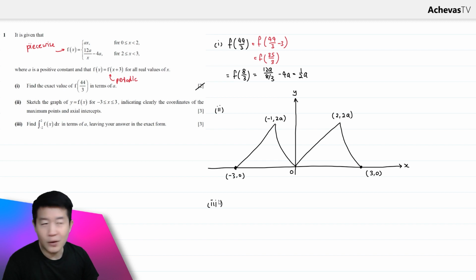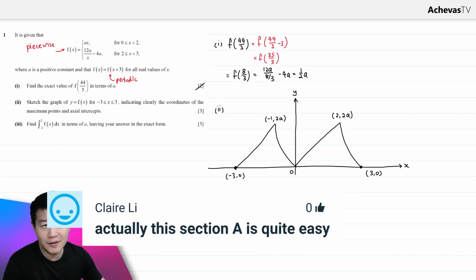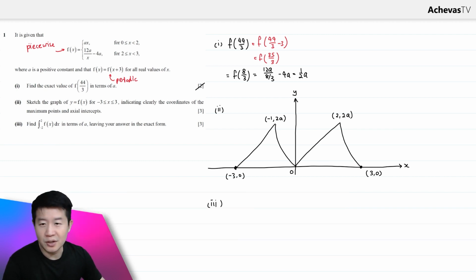Really? I thought... I mean, Claire here says that section A is quite easy. I thought this section A is not easy, because I thought question number 3 and question number 4, they are really very, very tricky. Especially, I'm just imagining a student doing 3 and 4 in the exam.